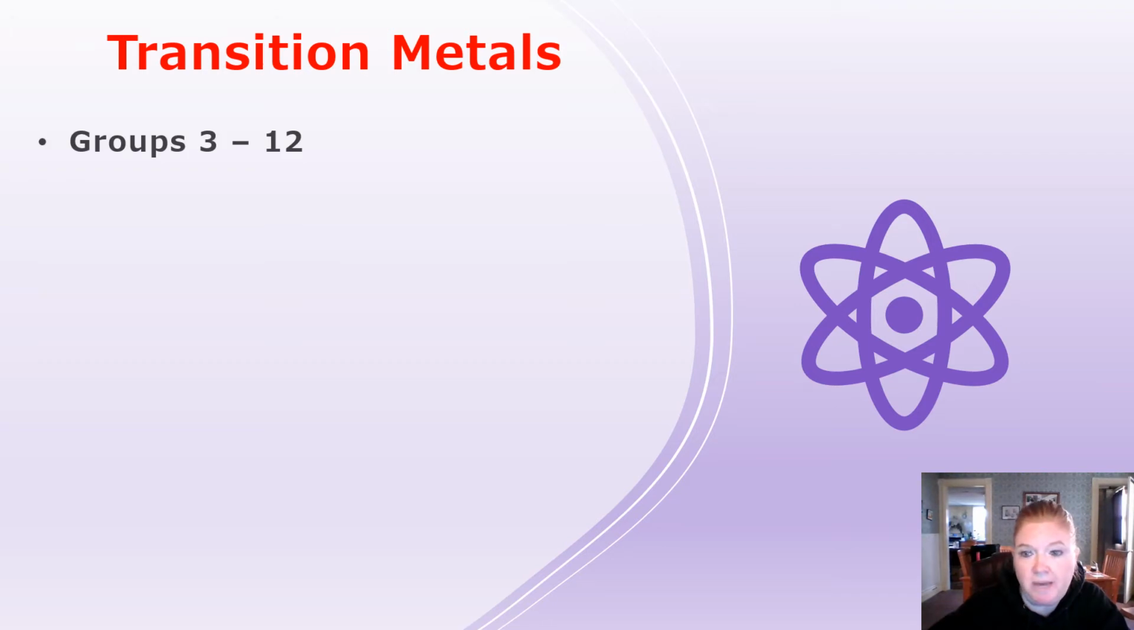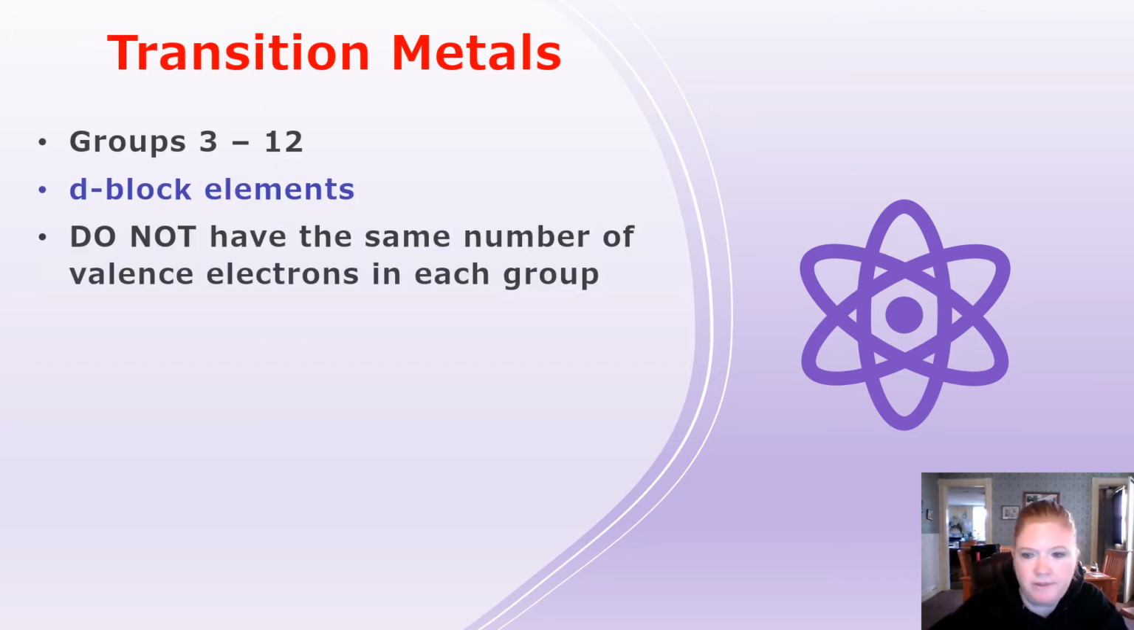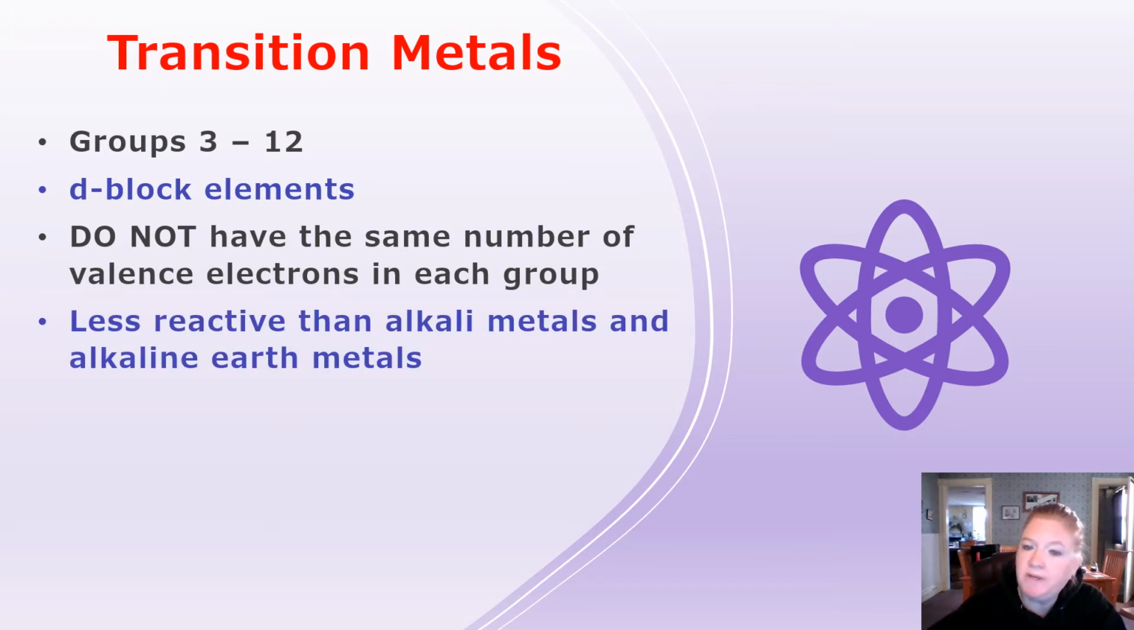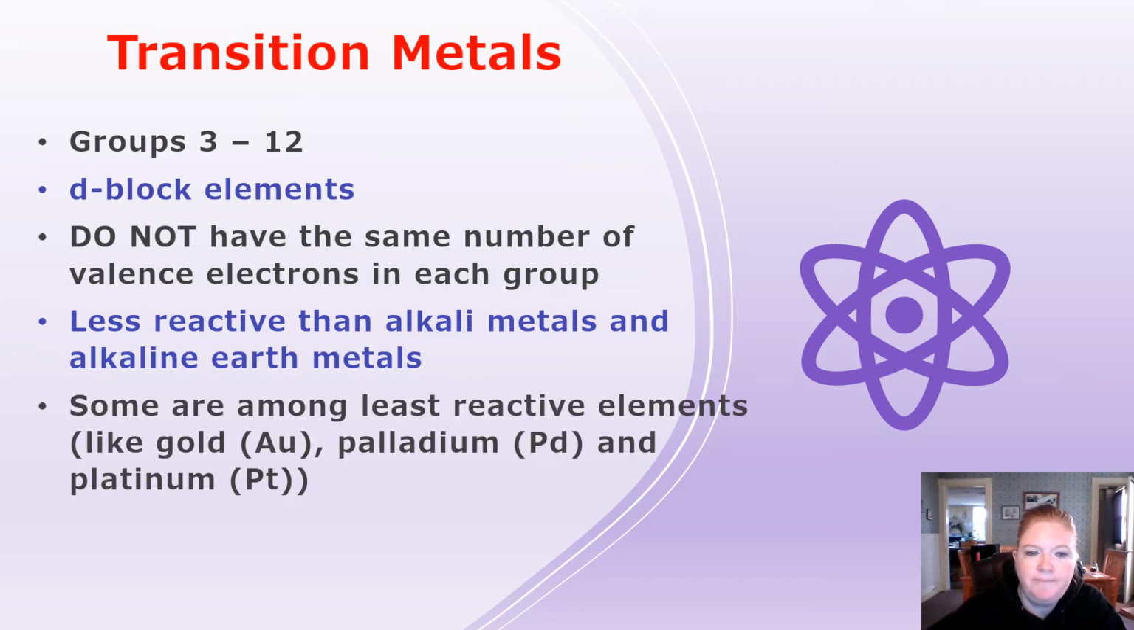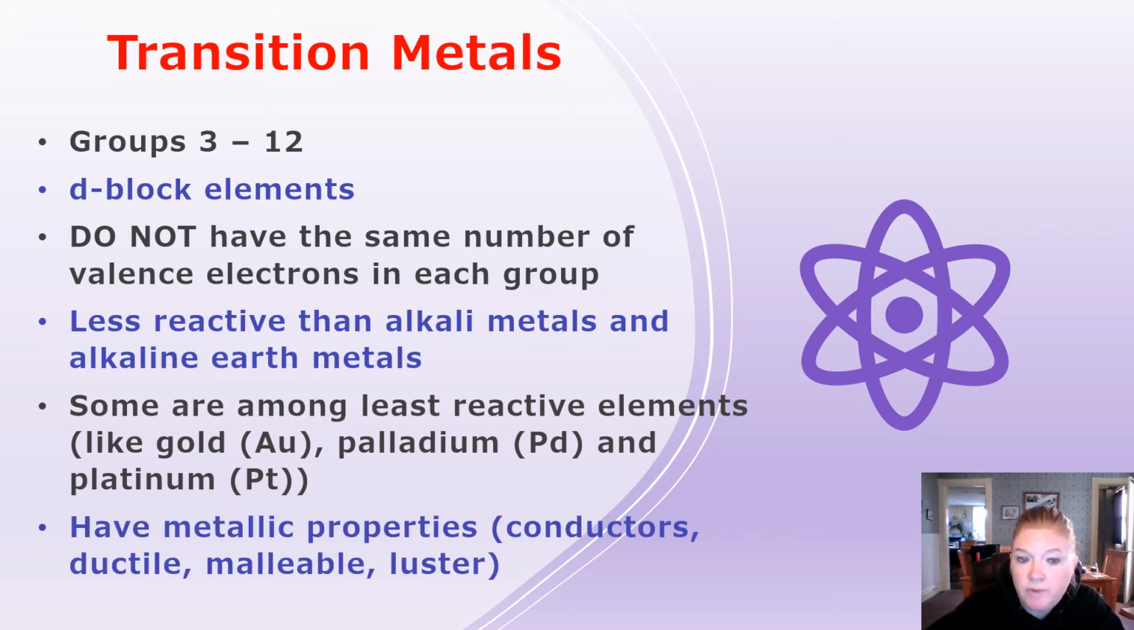All right, transition metals. They are groups 3 through 12. They're the D block. They do not have the same number of valence electrons in each group necessarily, so we don't focus on the valence electrons here. They're less reactive than the alkali metals and the alkaline earth metals. Some are among the least reactive elements, like gold, palladium, and platinum, which are very low on the reactivity. And they do have metallic properties, though, like they're conductors, they're ductile, they're malleable, they have luster, okay?